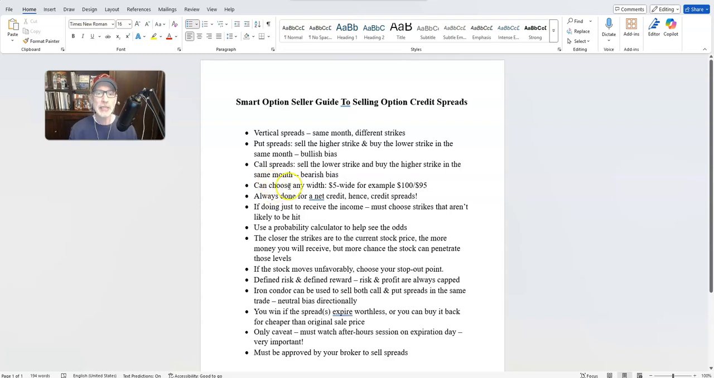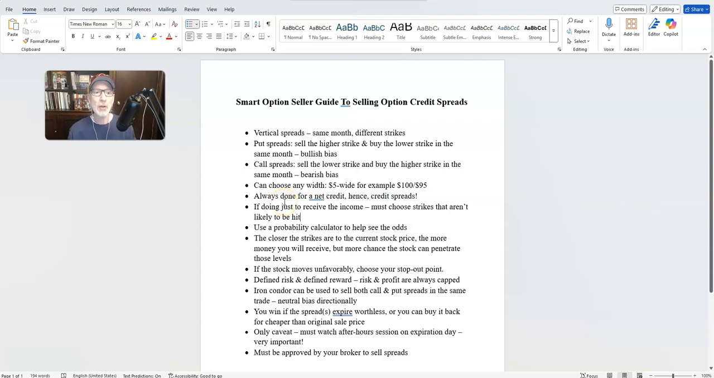And you can choose any width you want. Some stocks have 50-cent wide spreads, $1 wide spreads, $2 wide, $5 wide, doesn't matter. You choose whatever width you want. And the width is just the distance between the strike prices. And here, in the example, a $5 wide spread would be, for example, the 100 strike and the 95 strike. That could be calls, that could be puts, doesn't matter. But it's a $5 difference. That's why we call it $5 wide, okay?